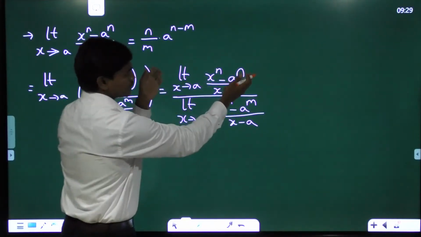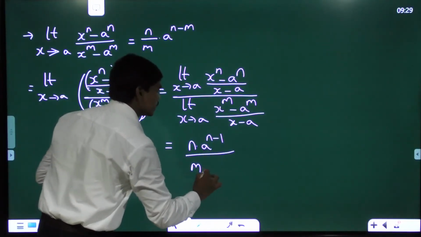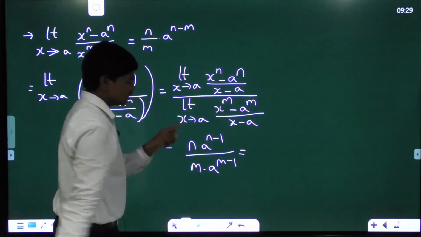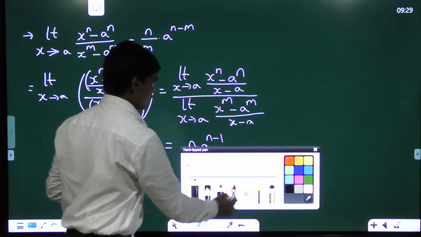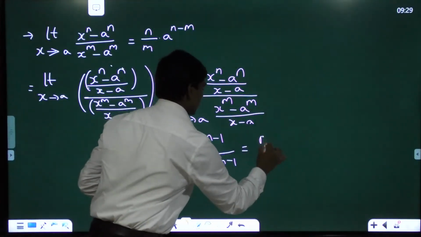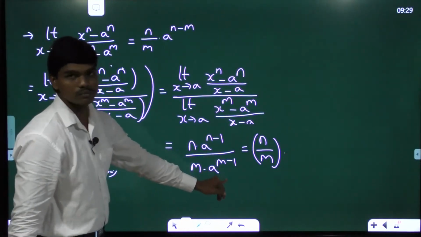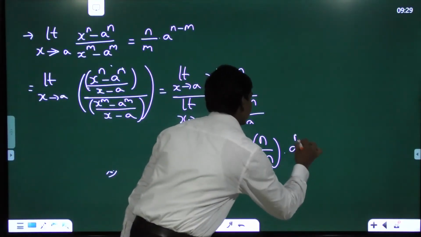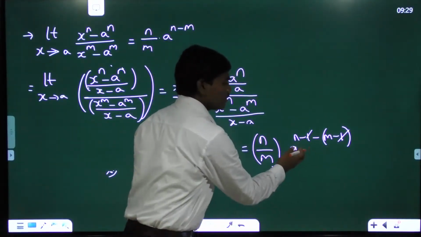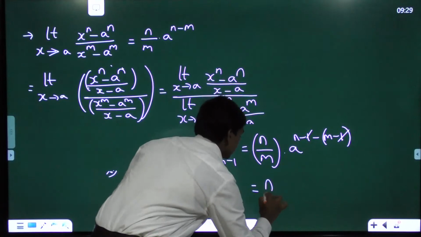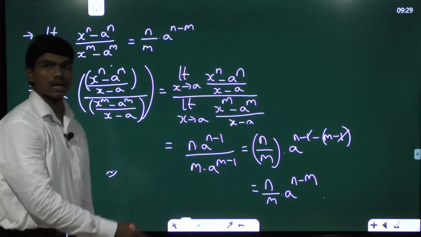So the answer for the limit on the numerator is n into a power n minus 1 divided by m into a power m minus 1. So which is, this n is on the top and m is at the bottom. So this could be equal to n by m into a power n minus 1 divided by a power m minus 1, which could give you a power n minus 1 minus of m minus 1. So this minus 1 gets cancelled, and you have a power n minus m here, which is n by m into a power n minus m. Clear? This is how we evaluate this limit.